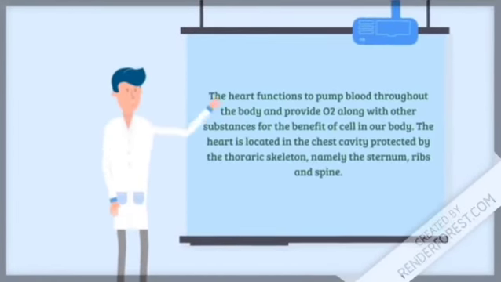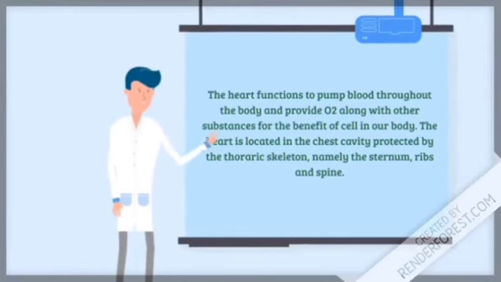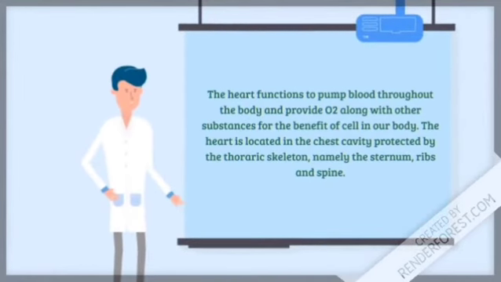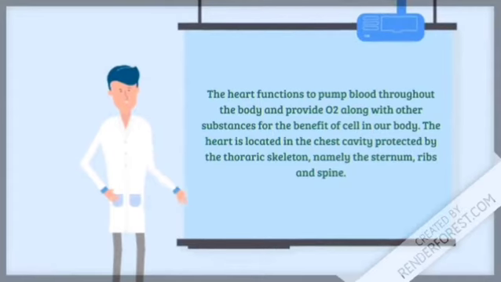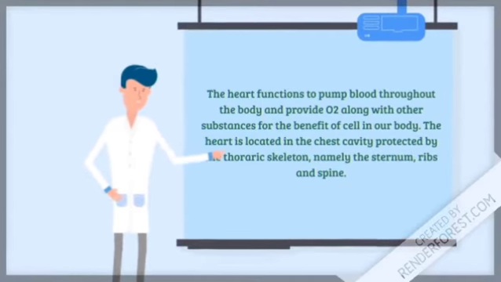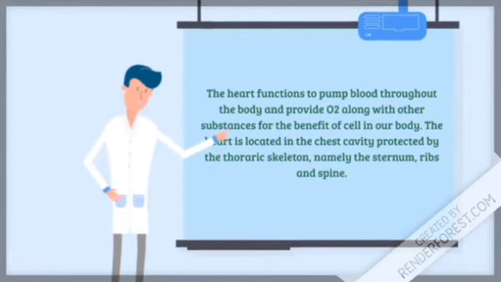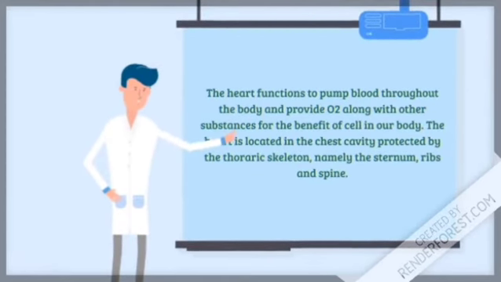Heart. The heart functions to pump blood throughout the body and provide oxygen along with other substances for the benefit of all cells in our body. The heart is located in the chest cavity, protected by the thoracic skeleton, namely the sternum, ribs, and spine.